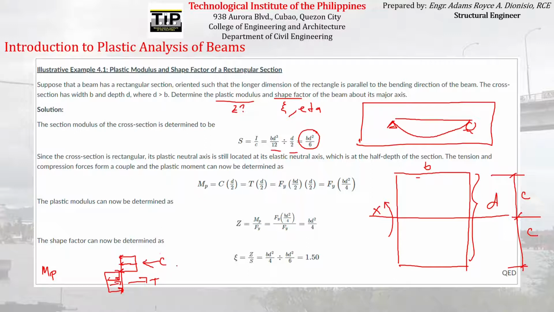So yung dalawang to, yung compressive tsaka tensile forces na nararamdaman ng cross-section kasi nga nag-yield na siya, nakakabuo yan ng couple moment. Bakit ko nasabing nakakabuo siya ng couple moment? Kasi in the first place, parallel sila, tapos equal in magnitude pa sila. Di ba yun yung mga characteristic ng couple? Parallel, equal in magnitude, tapos opposite in direction pa sila. So, therefore, makakabuo sila ng couple moment.